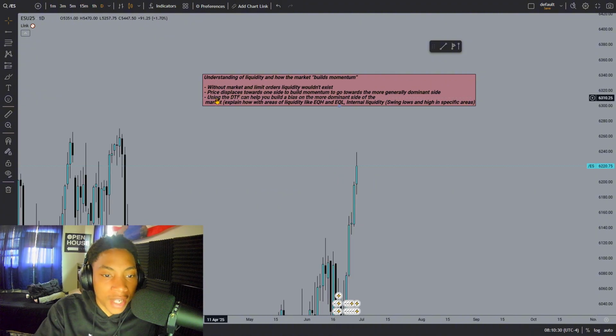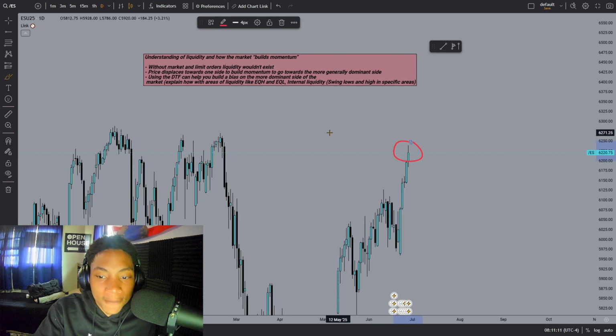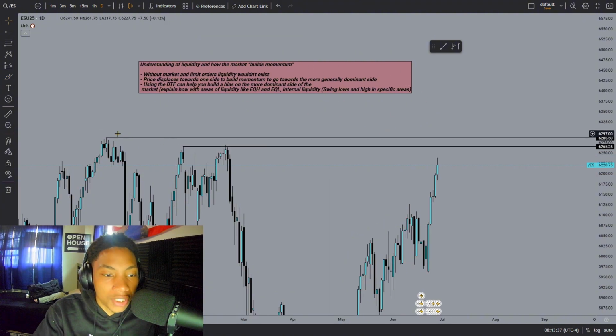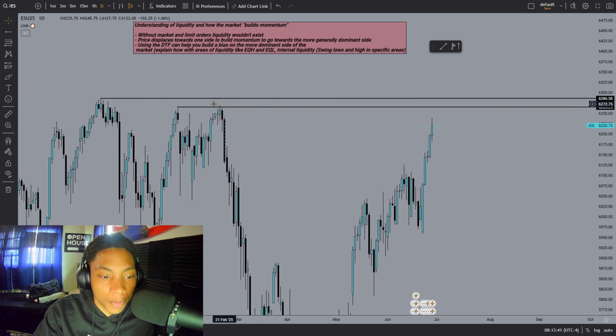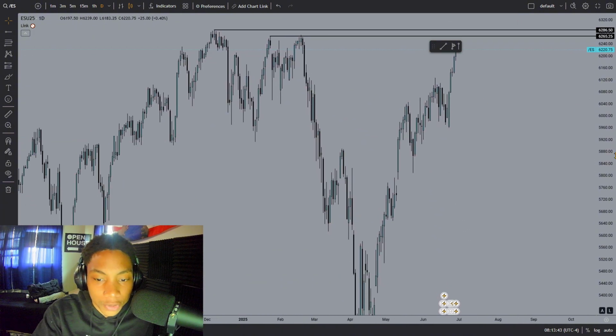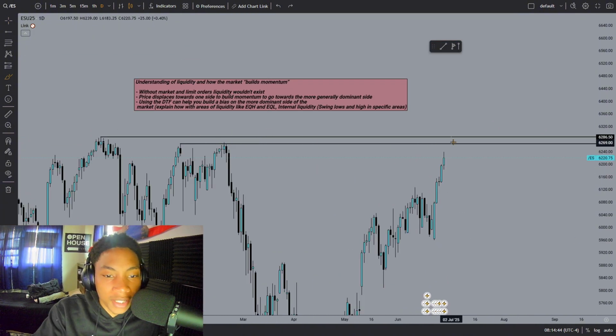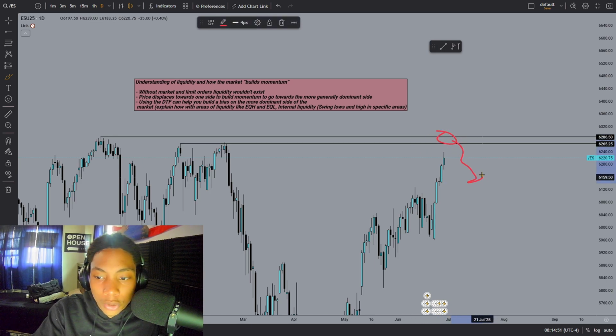This point right here says using the daily time frame can help you build a bias on the more dominant side of the market. So I'm on a daily time frame right here, and I don't know if you guys can notice, but we're very close to equal highs on the daily time frame. So here on this daily time frame, we can see our areas of liquidity where price goes towards before moving and displacing to the downward side. And when we're in areas like this, price tends to go towards the upward side to fill orders at this area before grabbing momentum to go to either the downward side or continue upwards.